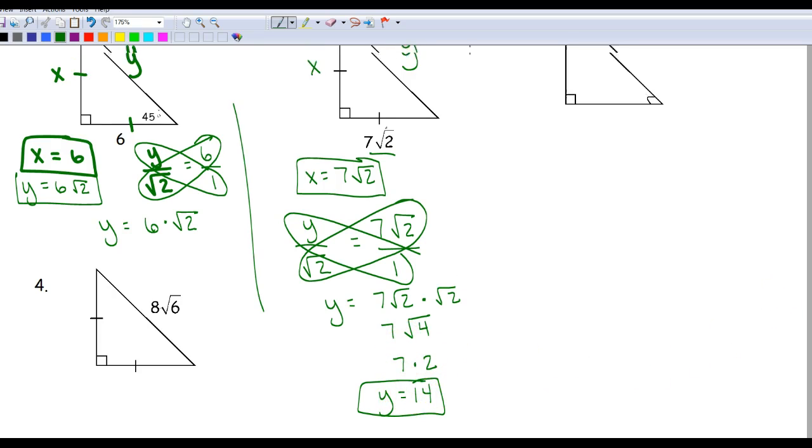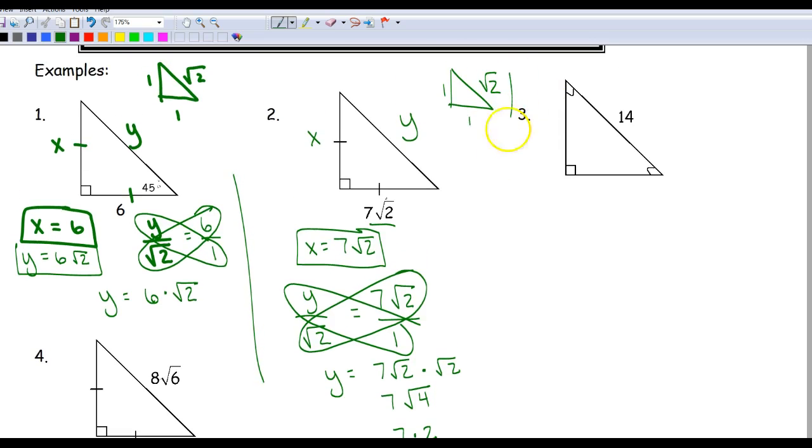And then number 3. This one we're going to label our sides x and y. We know that these two sides, x and y, have to be equal to each other. I don't know what they are yet, but all I need to do is solve for one of them, and then I know the other one will be the same. So let me set up my triangle off to the side. I have 1, 1, root 2. And I'm just going to solve for x. Whatever x happens to be, I know that y will also be the same.